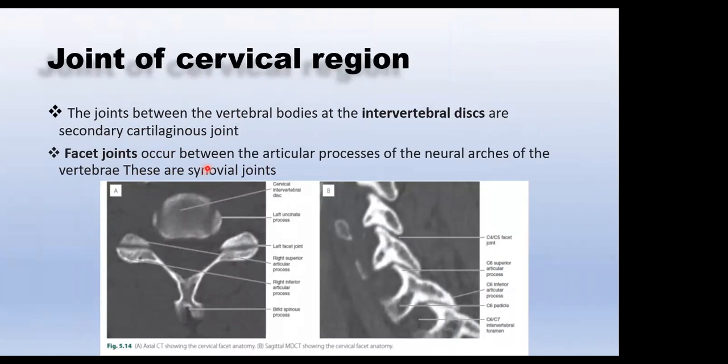These are synovial joints. Here we have axial CT scan. We can detect the cervical intervertebral disc, left uncinate process, superior and inferior articular process, between them the facet joints, bifid spinous process. On the sagittal CT scan, we can see the superior and inferior articular process and facet joint between them, in addition to the pedicles and neural foramen.